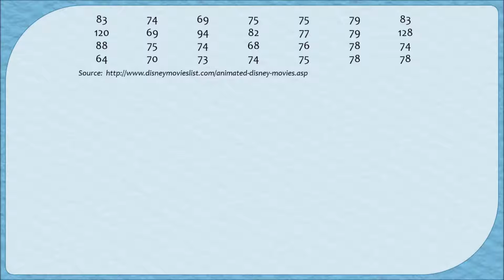Now, in order to make the stem and leaf plot, we need to identify a smallest and largest value. That'll give us an idea of how big to make our graph. When I look through my data, the smallest value is a 64, so I'm just going to write 64 over on the side. Then the largest value that I can see is the 128, so I'm going to write 128 off to the side.